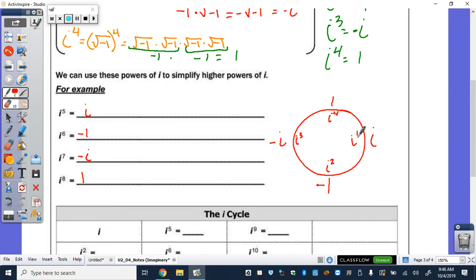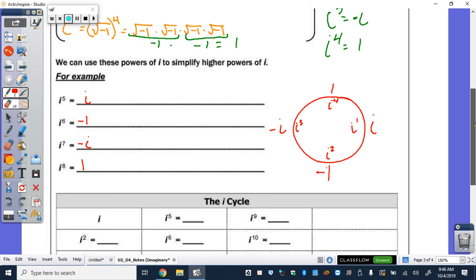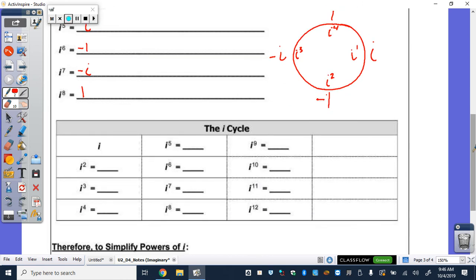And then i to the sixth, that goes around the circle one whole time, and then you got two more left still to get you to the i to the sixth, so it ends up being the same as i squared. The same thing with the 7th, 8th, 9th, 10th. So for example, i to the 12th means it's going all the way around, 4, 8, 12, ends back up at the top again. i to the 15th would go 4, 8, 12, and then it would stop at 15.